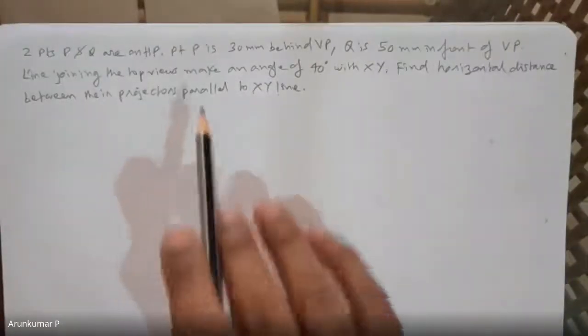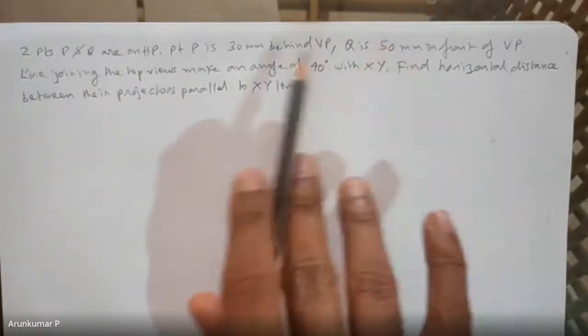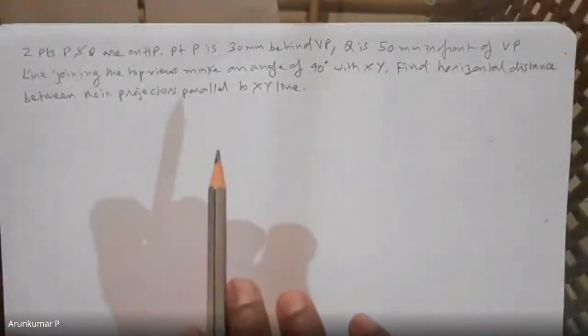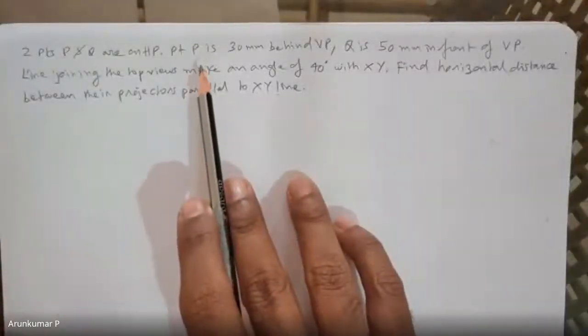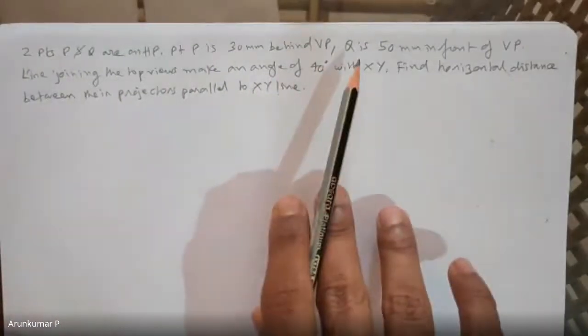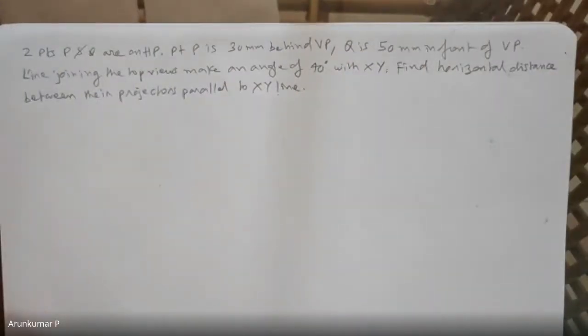So one point is behind VP and on HP. The other point is in front of VP and on HP. So point P is in which quadrant, or common to which quadrants? Second and third. Exactly. So point P is common to the second and third quadrant, whereas Q is common to first and fourth. Exactly. So basically all the quadrants have come into picture.